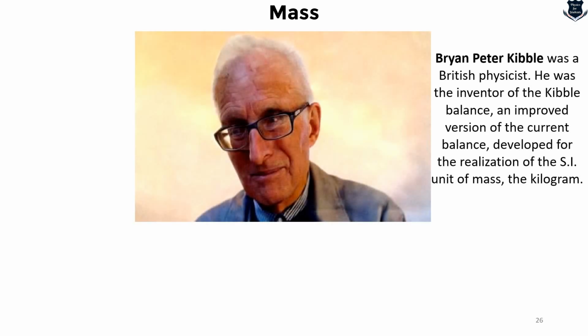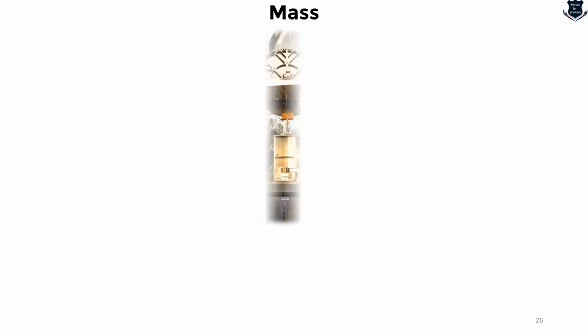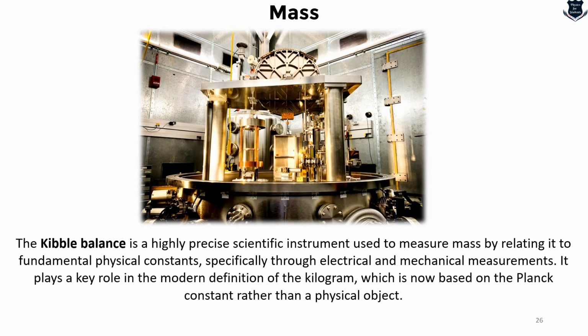But before that, this was the person, Brian Peter Kibble, who invented what is called the Kibble balance. This was an improved version of the balance, and it was used in the current 2019 redefinition of the kilogram. The Kibble balance looks something like this. It is a highly precise instrument which came into use, and it plays a key role in the modern definition of the kilogram, which is now based on Planck's constant rather than a physical object.